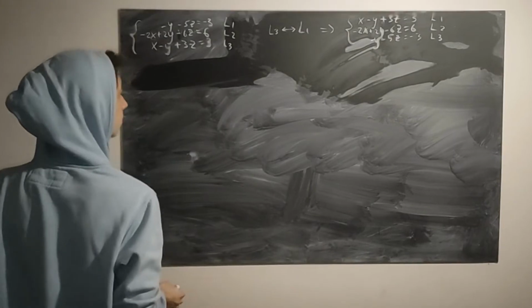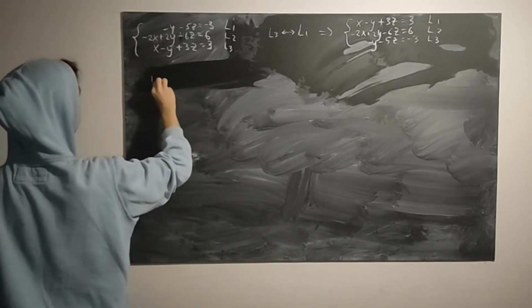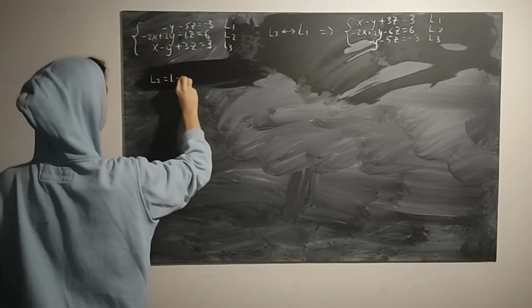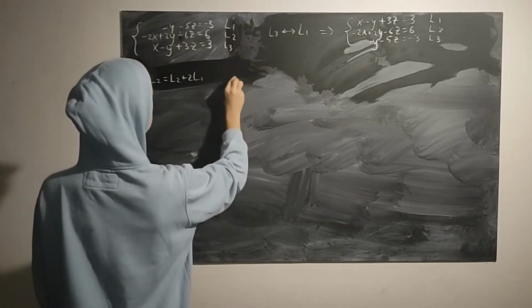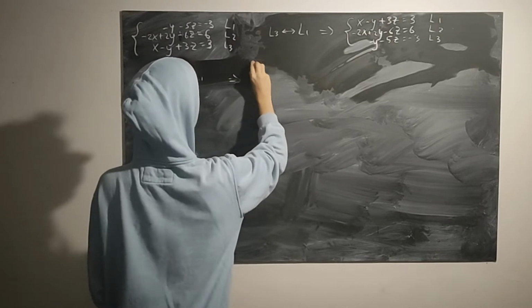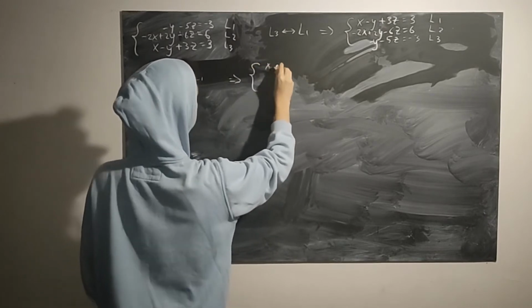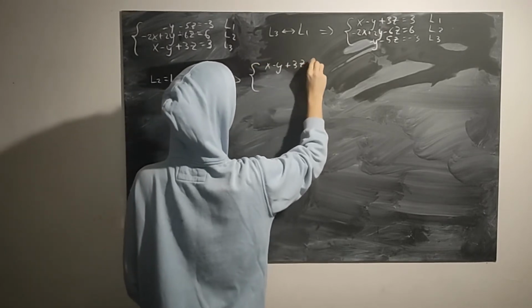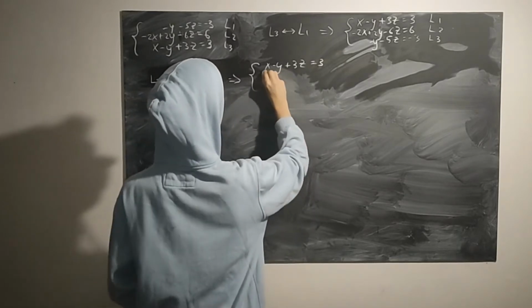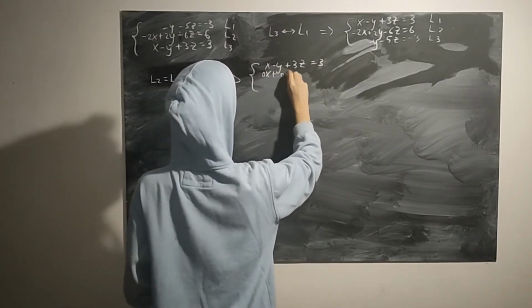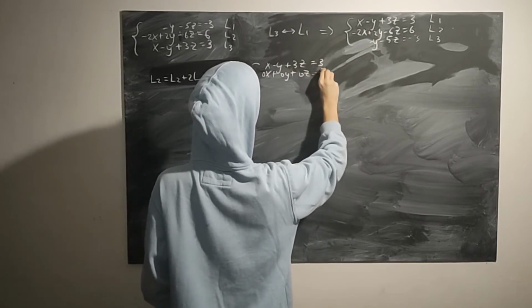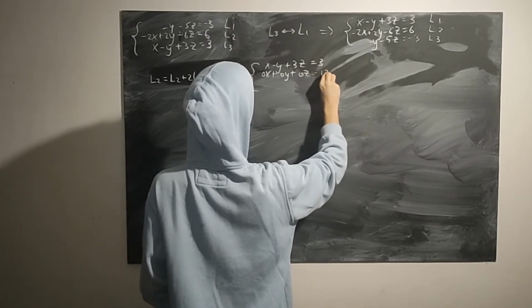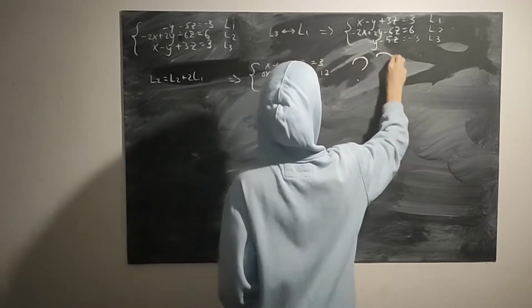Equation 2 will be rewritten as equation L2 plus twice equation L1. And equation 3 won't be changed since it already contains 0 times x, which is the same as 0. And there you go, we have an updated version of the system. x minus y plus 3z equals 3, 0x plus 0y plus 0z equals 12. Wait a second, what?